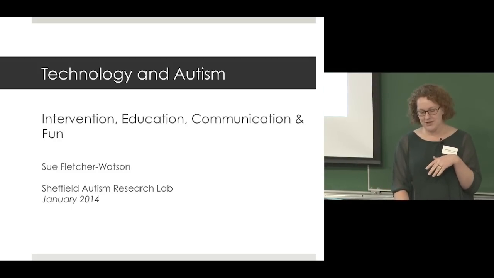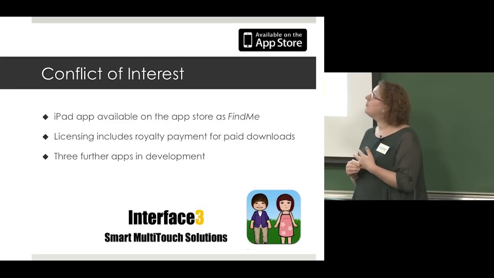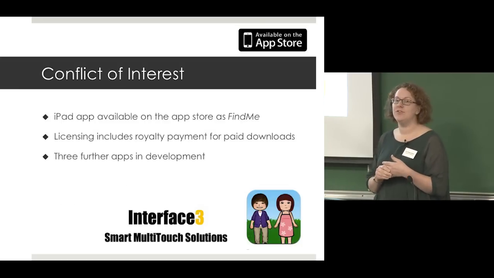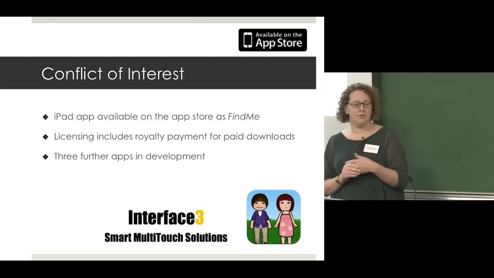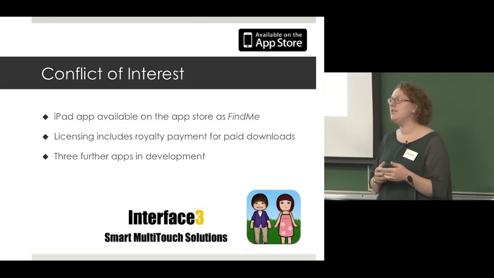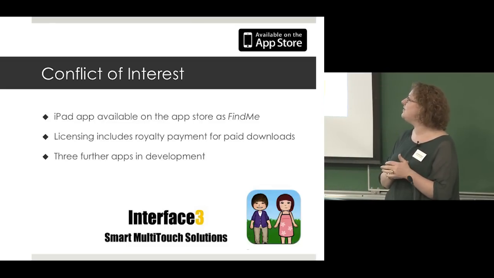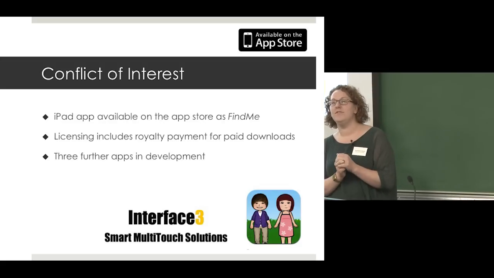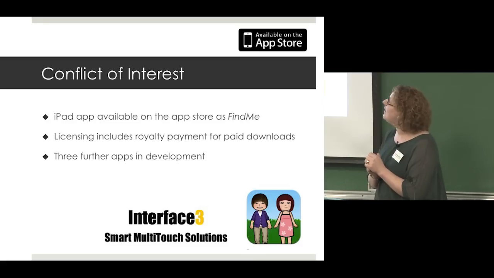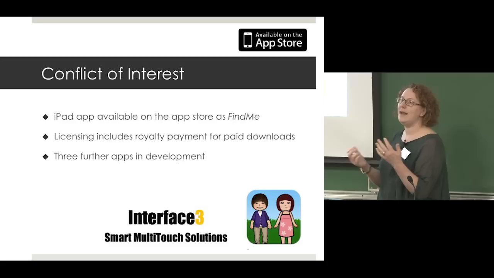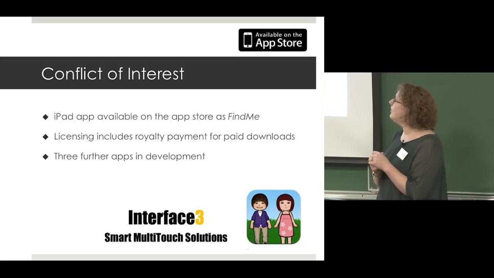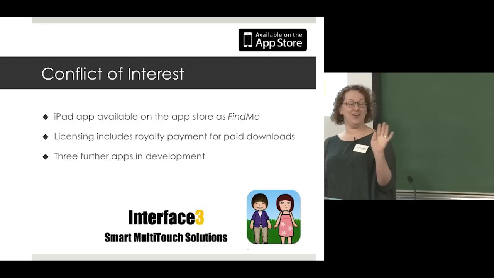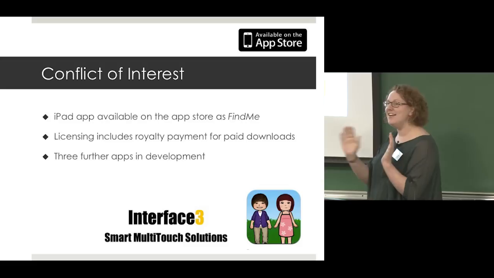There's a couple of things that I should flag up before I go too far through what I'm going to talk to you about today. One is that I have a conflict of interest, which is that I developed with colleagues an iPad app called Find Me, which is now available for download from iTunes. You can get a free version of it, but there's also a paid pro version of the app. And if that gets downloaded and paid for by enough people, then I could get a royalty payment. It seems pretty unlikely as things stand, I have to say. The free version is going like crazy, but $7.99 is just too much.